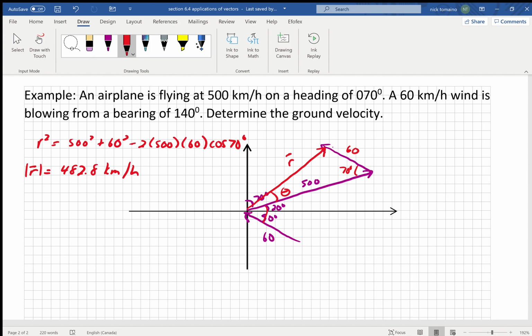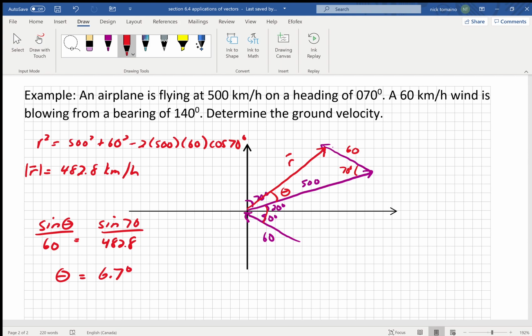So we're going to have sine theta over 60 is equal to sine 70 over 482.8. And rearranging and solving for theta, we get theta is equal to 6.7 degrees.